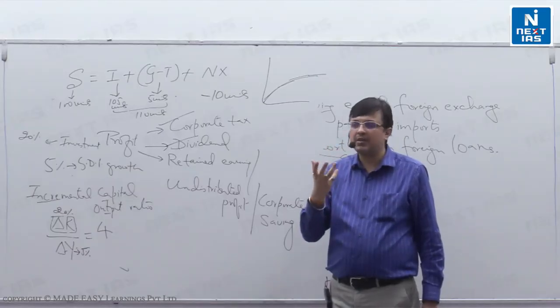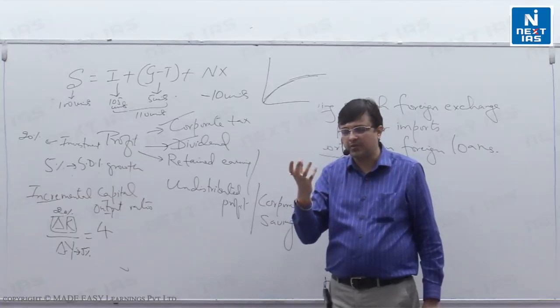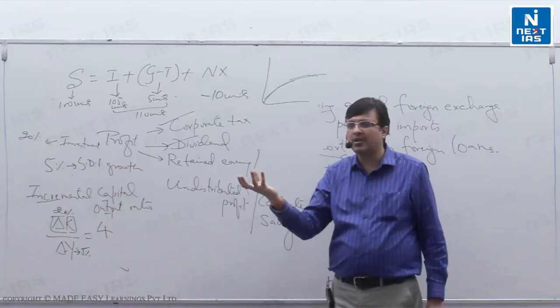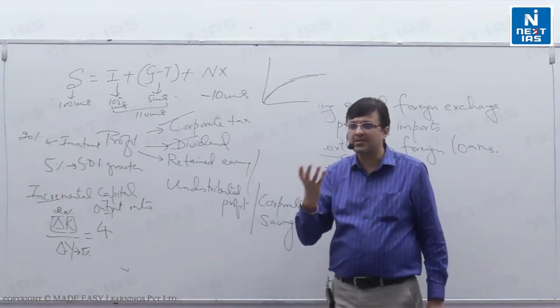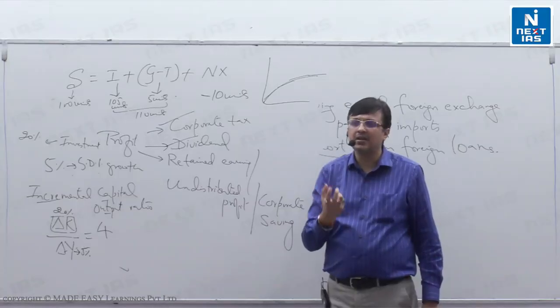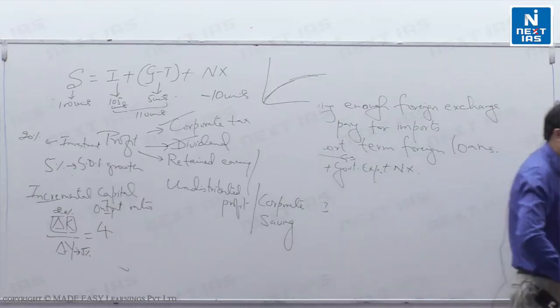Because corporate, where will the corporate save? The corporate will save if you give them the possibility of buying others' shares, buying others' bonds, buying some insurance. You understand that? That is corporate savings. All these things are financial infrastructure, which was a missing link in India. All right, understand? Yes, yes.